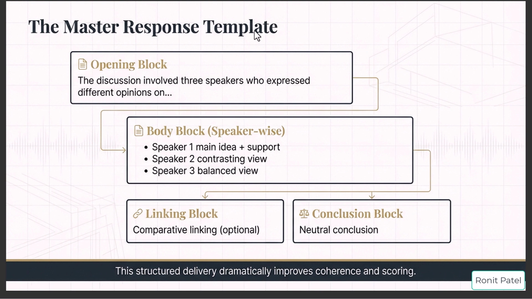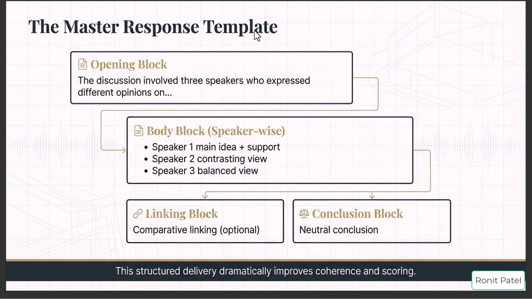Now, the purpose of such an opening. Your opening must do 3 things instantly. Identify the topic, indicate the number of speakers, and show neutrality. Why does this matter? Because the AI scoring system quickly evaluates whether you understood the task or not. A clear opener signals good organization, strong coherence, and confident delivery. Instead of repeating one line, students can even rotate: the group discussion centered on, the speakers debated the issue of, the conversation focused on. This boosts lexical range without adding risk.